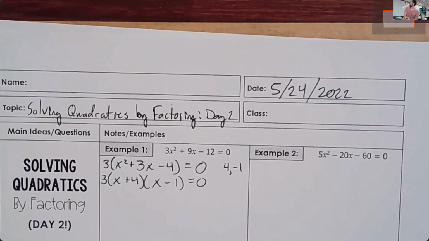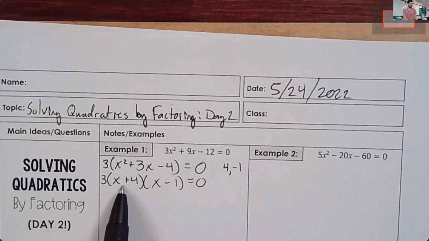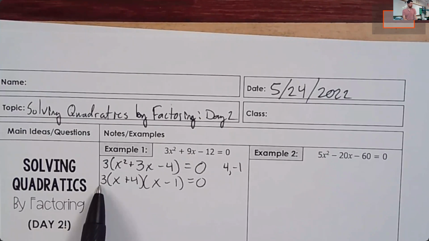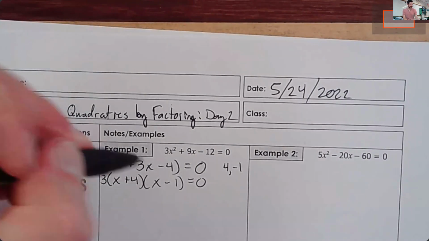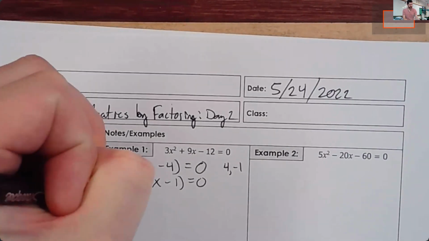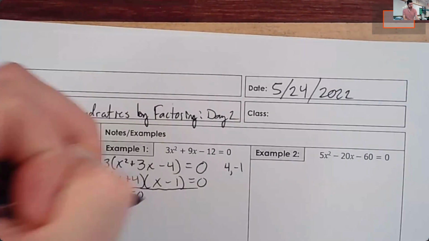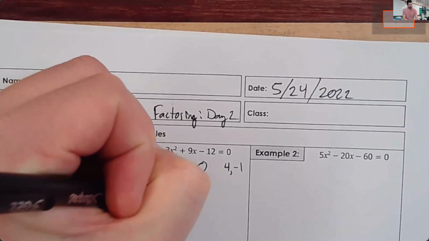And if we're solving for x, then both of these sets of parentheses will be set equal to 0. This 3 on the outside, by the way, doesn't influence the problem in any way because there's no variable with it. So we don't actually have to do anything with that number 3 on the outside. So we're just solving x plus 4 equals 0 and x minus 1 equals 0.